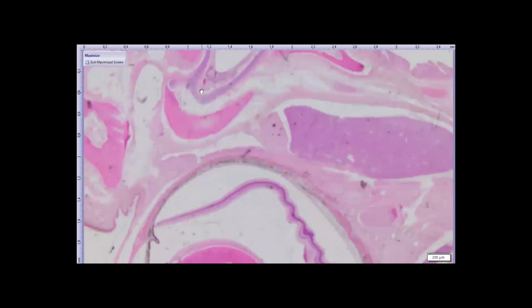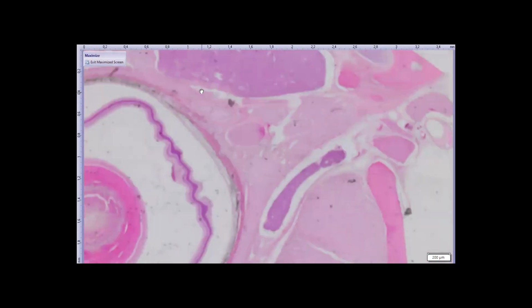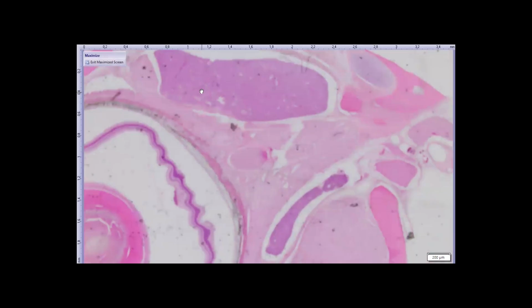And it's a decalcified head of the snake, so it's more than just the eye. So here's the back of the eye. Here's the optic nerve. The retina is artifactually detached. Slide is coming. It's pretty dirty.